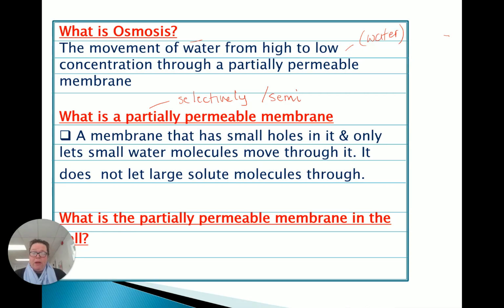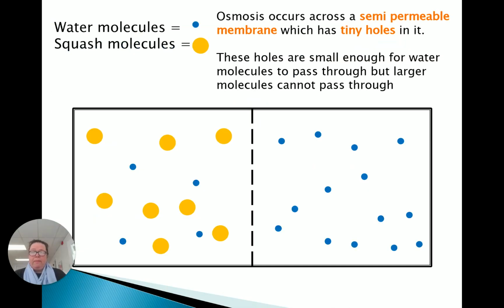And what is the partially permeable membrane in the cell? Cell membrane. So things are going to be moving through the cell membrane, okay? And it's going to be the water moving through, and it's either going to be going in or going out, depending on the concentrations of water. Right, so make sure you know all of those.